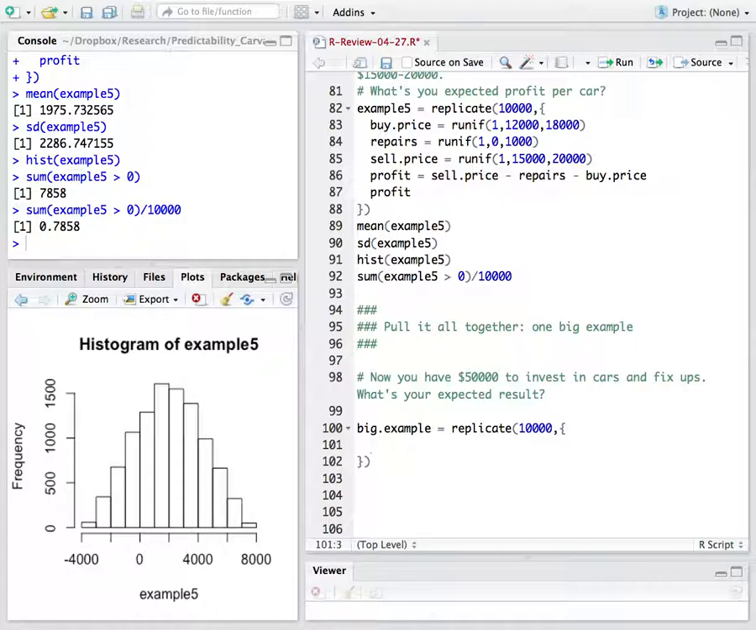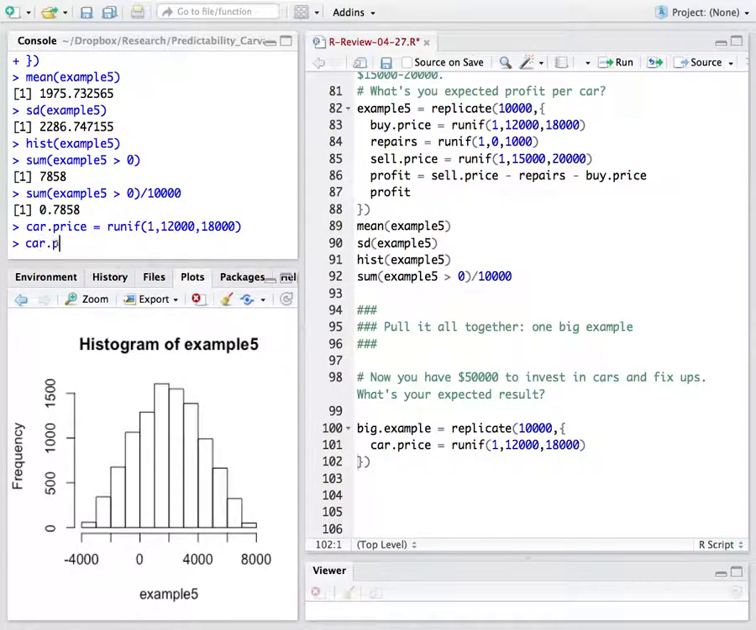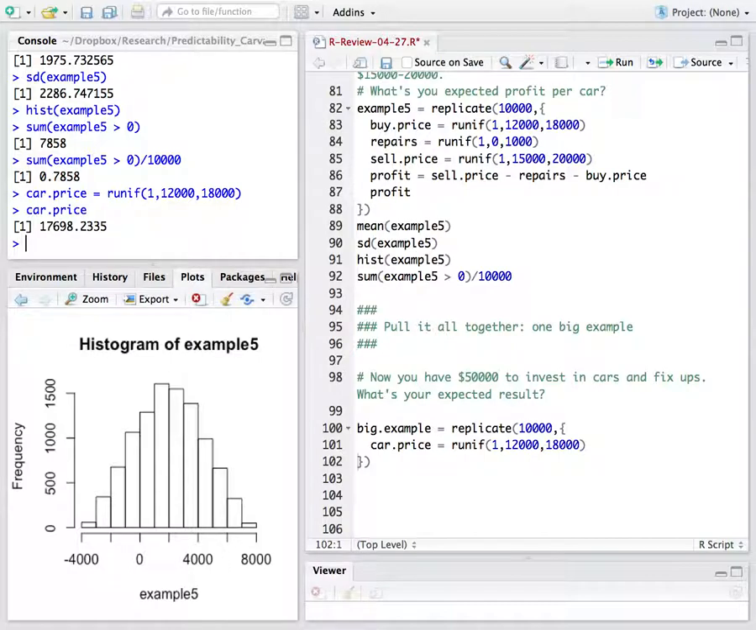All right. How many cars can we buy? Well, there's a random price, right? So for the sake of this example, we're going to have a single car price for the day. And that car price, as we said before, is a random uniform from 12,000 to 18,000. Okay? All right, in this case, our car price is pretty high today, almost 18,000. How many can we buy? The car cost 18,000. How many can we buy with 50,000?